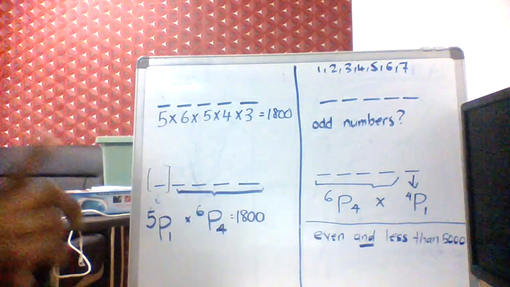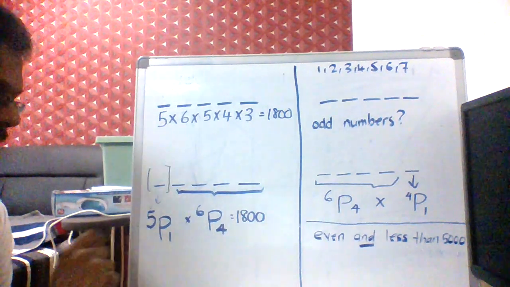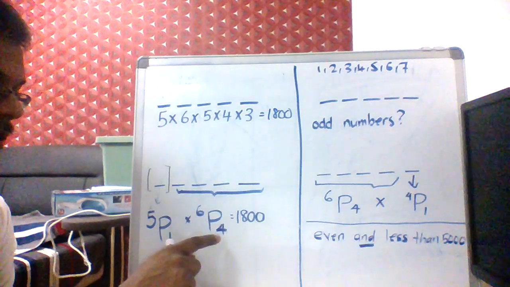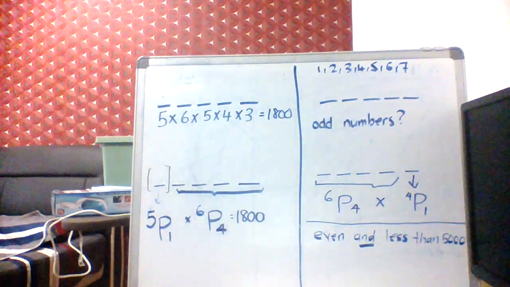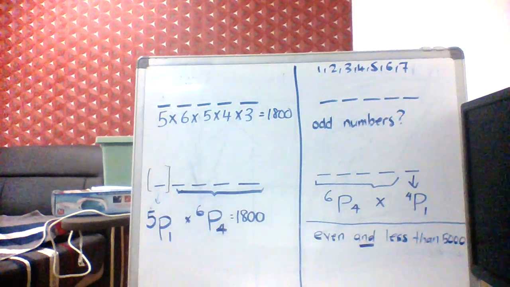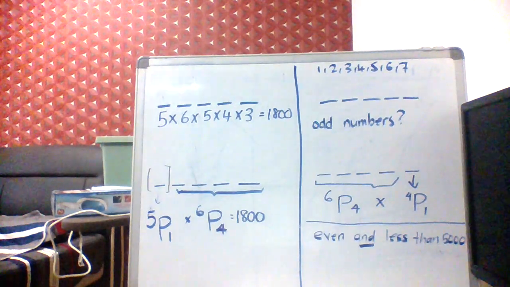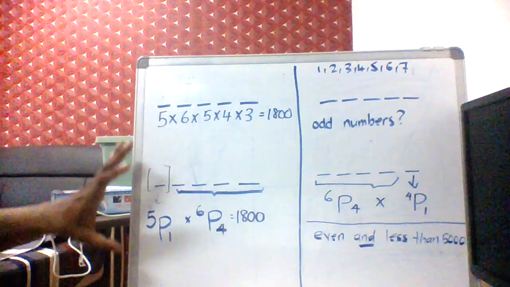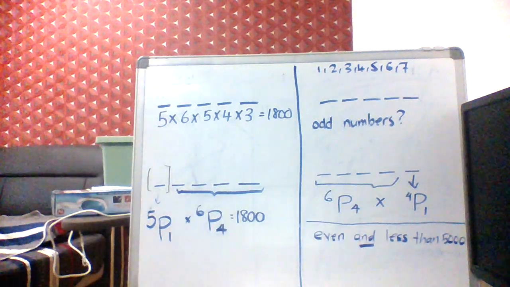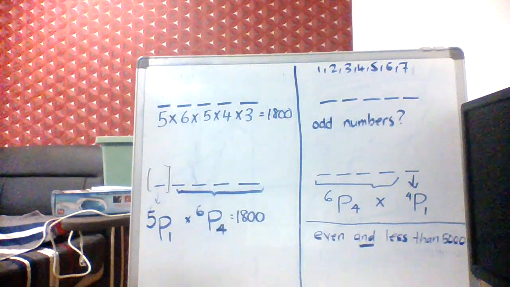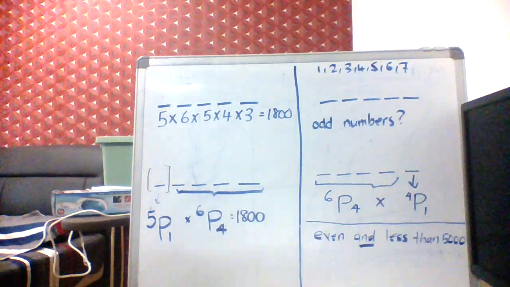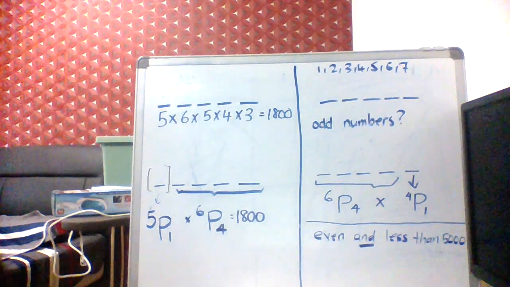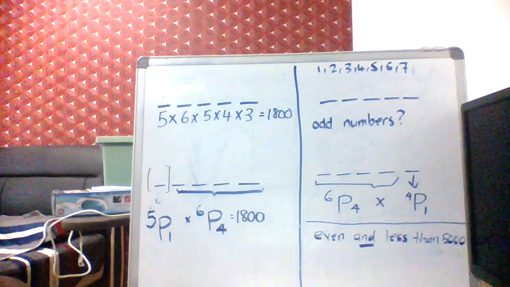It works. Take your calculator, press. 5P1 times 6P4 is also equivalent to 1,800. Now it should be the same. Which method will you be using in the exam? Both you can use. Whichever method you feel more comfortable, you feel you can understand better, you can visualize better, please use that method.